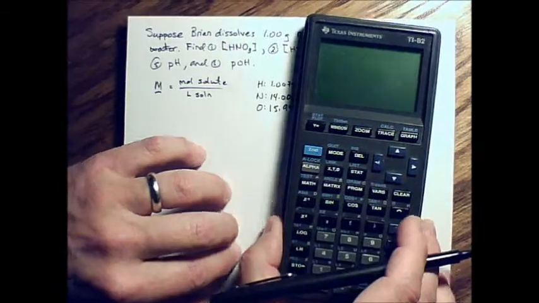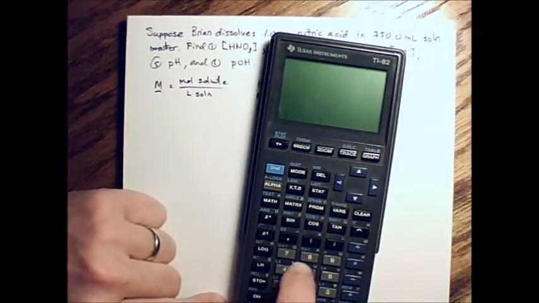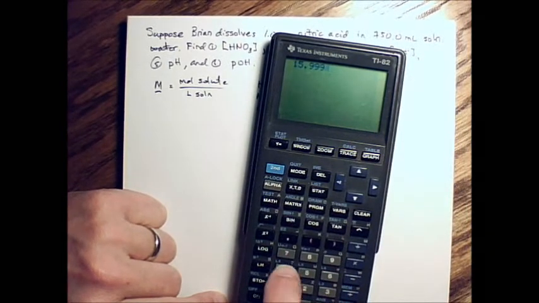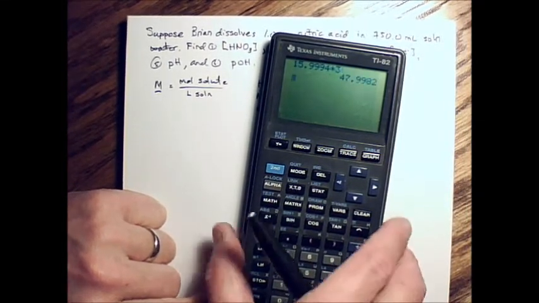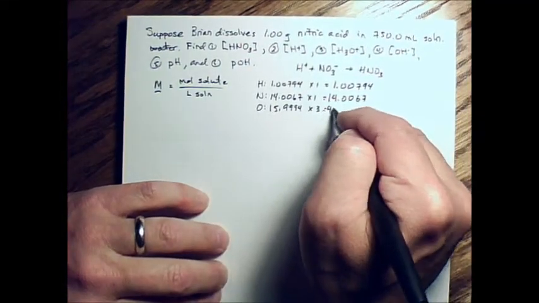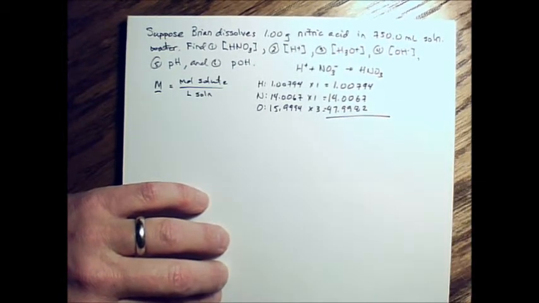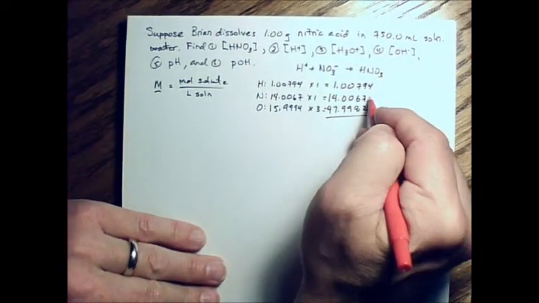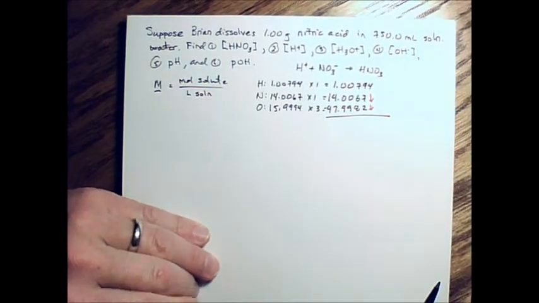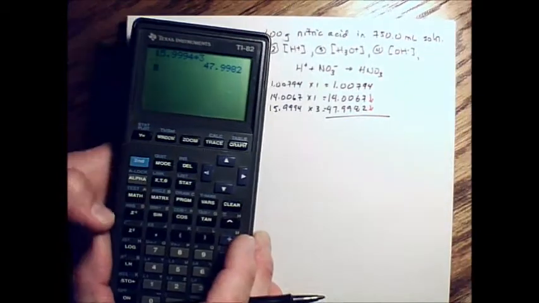So 15.9994 times 3 is 47.9982. There's an empty slot over here to the right, and when you have an empty slot to the right, you're going to round off that number when you're done. Let's add up all these numbers first.